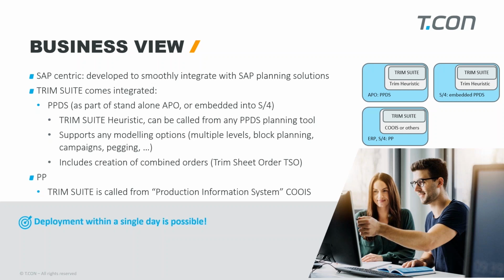So we can call trim suite from the classical PP using a jump off from the production information system COIS. But actually, we prefer to use PPDS, simply due to the fact that PPDS covers quite a lot of classical planning requirements that are especially needed in the area of mill customers. So PPDS can do finite planning, for example, and it can do planning based on characteristics. So one feature Mr. Baum mentioned before is block planning. You will see that in a second in my demo. This is something you can do within PPDS.